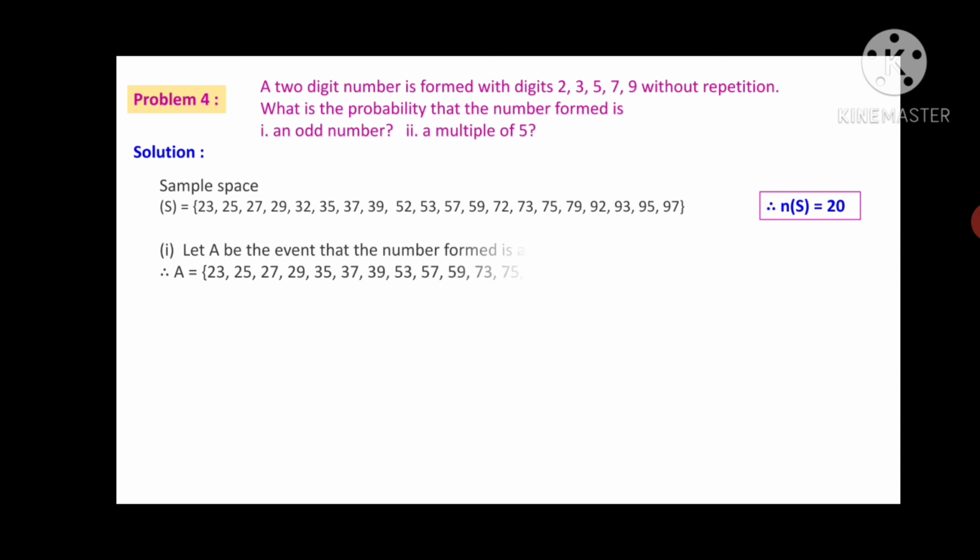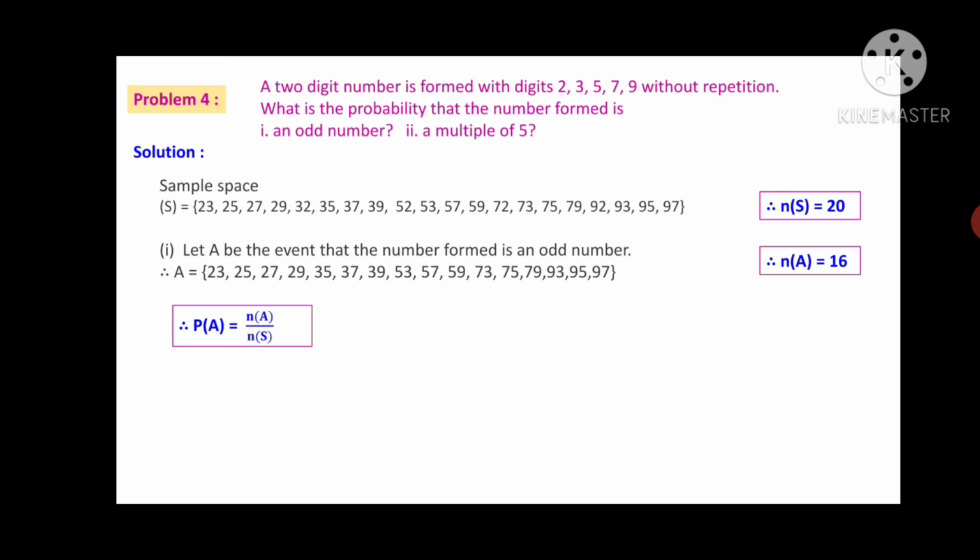First, let A be the event that the number formed is an odd number. Therefore, A will be equal to 23, 25, 27, 29, 35, 37, 39, 53, 57, 59, 73, 75, 79, 93, 95 and 97. Therefore, you will get n of A, the total count, as 16. So friends, the probability of A is equal to n of A upon n of S. Now n of A is 16 and n of S is 20, we will substitute the values. Therefore, P of A is equal to 16 upon 20. After simplification, 4 4s are 16 and 4 5s are 20. Therefore, P of A is equal to 4 upon 5.